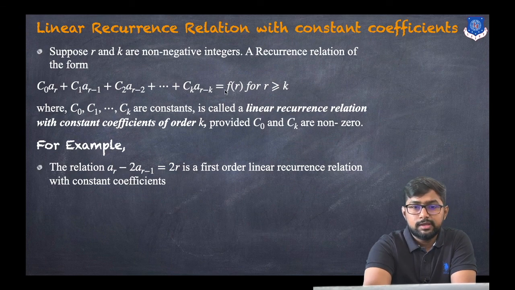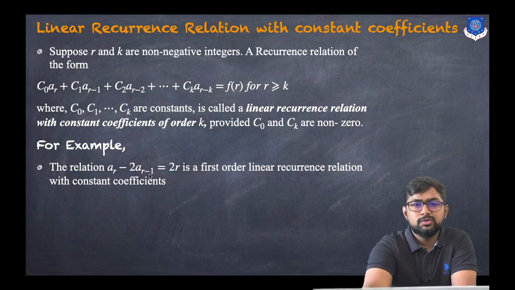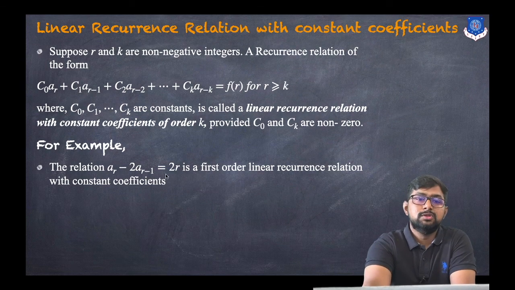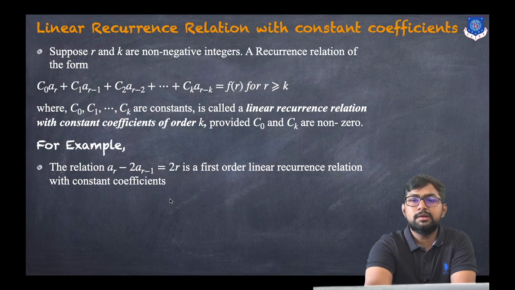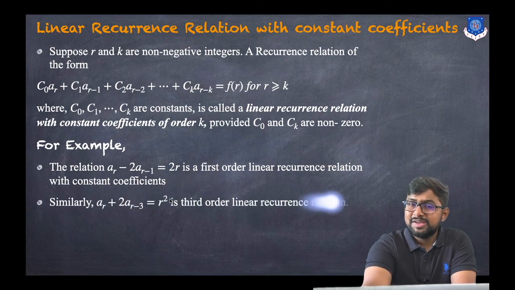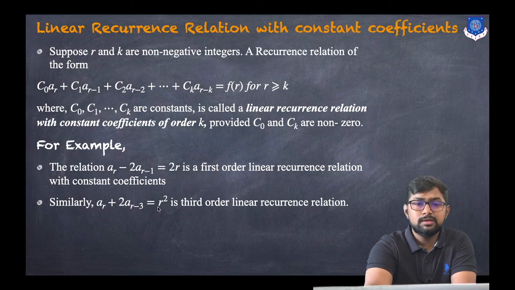See how in the general equation we have a_(r-k), so it is of order k. Here we have r minus 1, so comparing it with r minus k, we get k equals 1, hence it is a first order linear recurrence relation. In the same manner, let us take a_r plus 2a_(r-3) equals r squared. This is a third order linear recurrence relation. Why? Because we have r minus 3 here, so it is a third order linear recurrence relation.